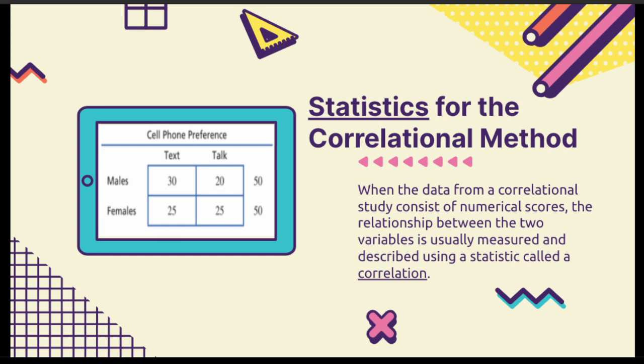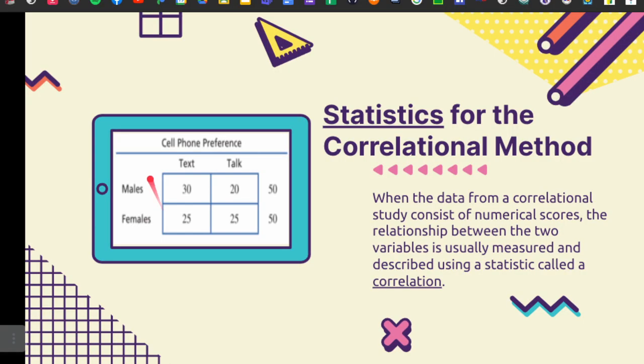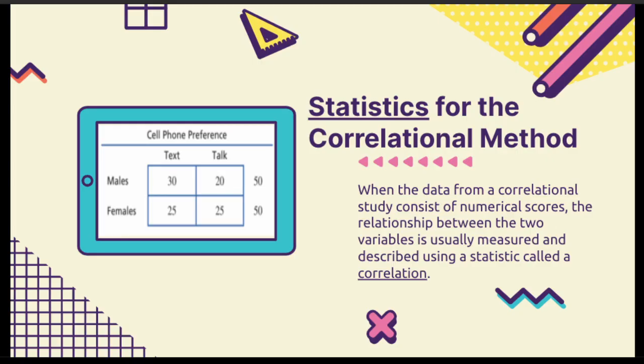Here we can have a classification of a group of college students, and we have the gender. It can be male or female. And if they are male or female, they have a cell phone preference. It can be either text or talk. If we are going to convert this into numbers, we can have this data coded with numbers. For example, we can represent male as 0 and female as 1, so that it is possible for us to compute the correlation.